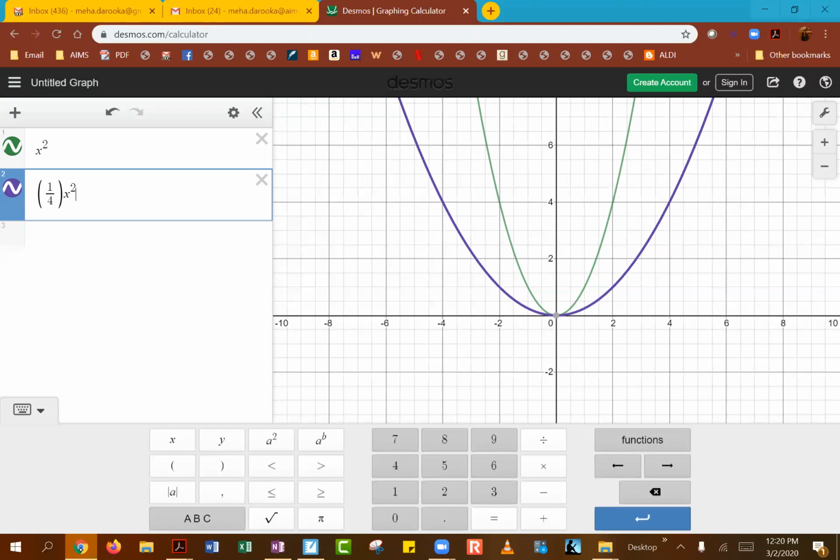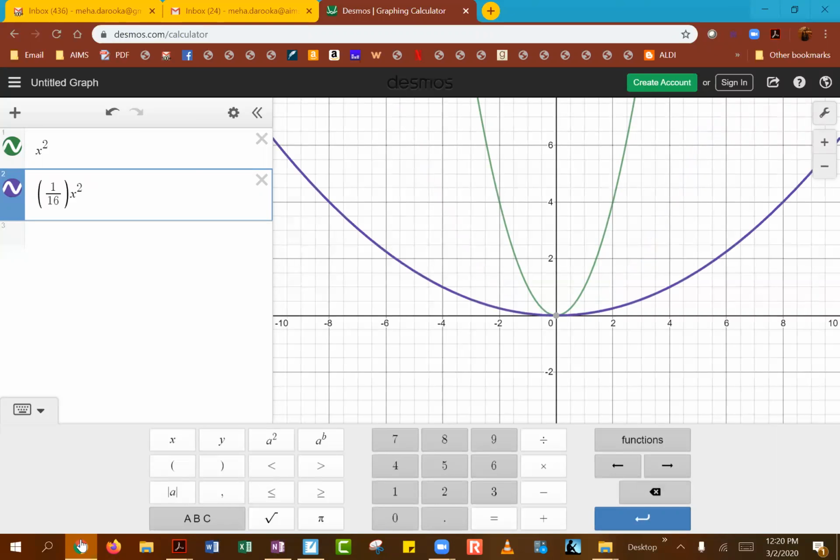So that you can kind of see how the green function was our base function, and then when we did that 1/4 in front of x squared, it widens it out, right? And the idea is if you change that denominator of 4, I don't know, let's make it 16.